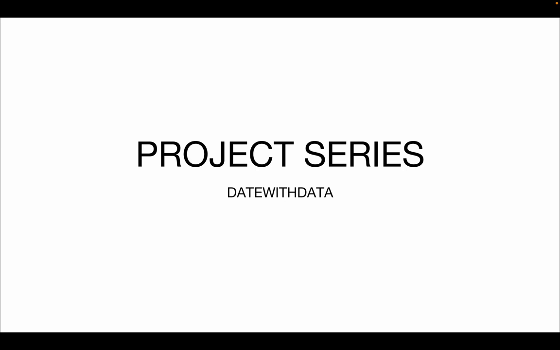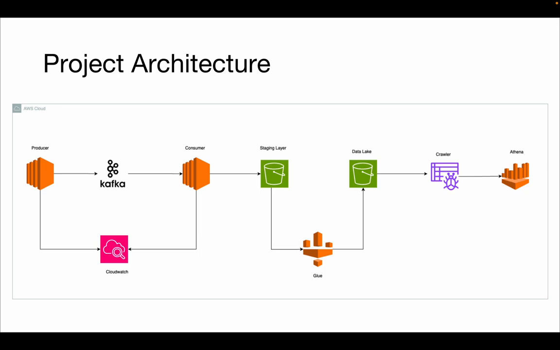In this project series, we are going to implement an end-to-end data engineering project using various AWS cloud services and Apache Kafka. Let's now go ahead and look at the project architecture. This is the overall architecture that we'll be setting up throughout this video series.